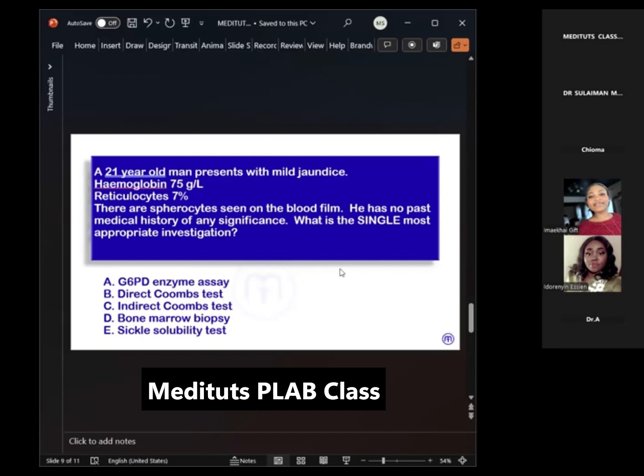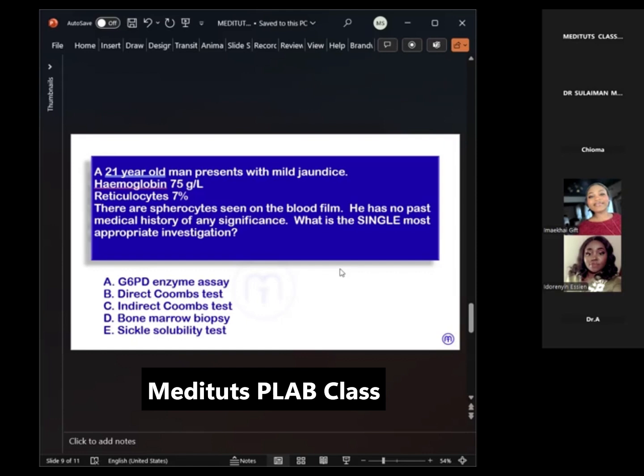A 21-year-old man presents with mild jaundice. Hemoglobin is 75 grams per liter. Reticulocytes are 7%. There are spherocytes seen on the blood film. He has no past medical history of any significance. What is the single most appropriate investigation? Do I have to read the options? Yes, please. Okay, so option A is... sorry. You want somebody else to continue reading? Yes, please. Okay. So let me just read the options.